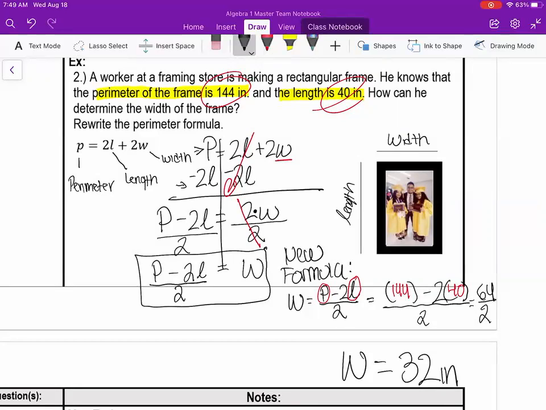So again, the point of a literal equation is so you arrange the formula in a way that you get the variable that you want by itself. So now all you got to do is plug in the values.